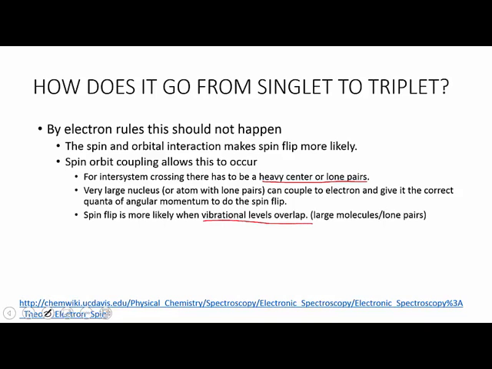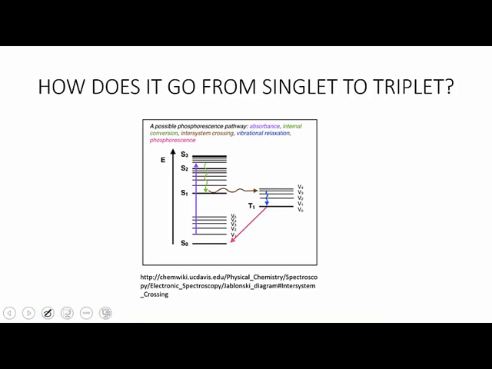The spin flip is also more likely when vibrational levels overlap, such as in large molecules or molecules with lone pairs. What I mean by vibrational levels overlap is if you look at this diagram that I showed you before, you see the triplet state has many energy levels, and so do all the other singlet states. All molecules have these vibrational levels, and in molecules such as metals or molecules with lone pairs where there are more electrons, there are more vibrational levels, allowing greater overlap between the vibrational levels, allowing intersystem crossing.